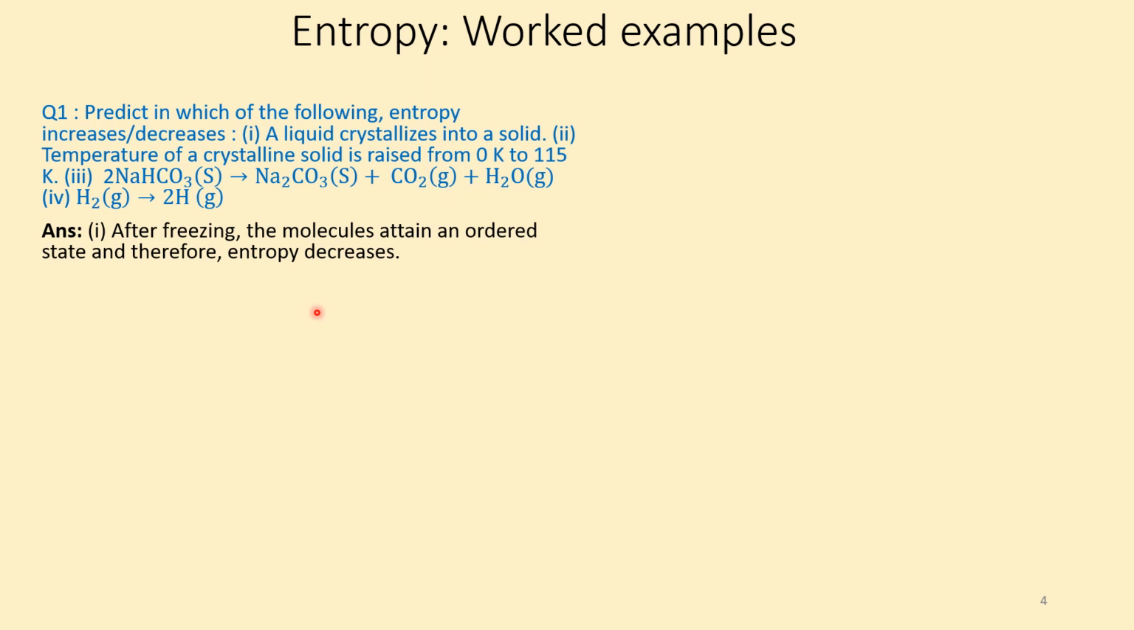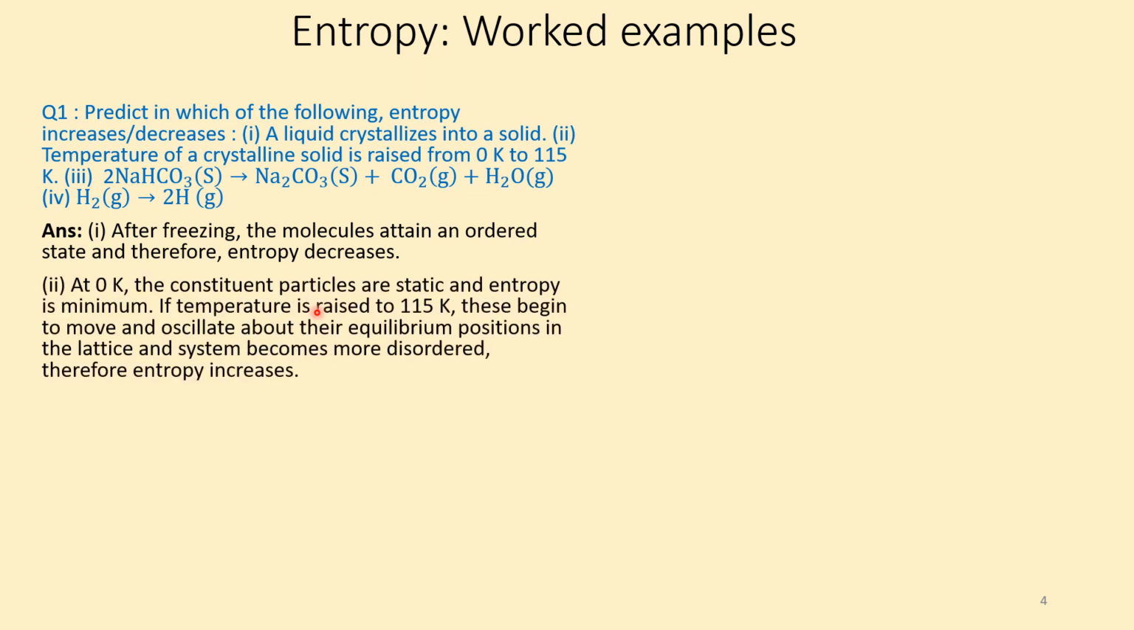Part 1. Answer. After freezing, the molecules attain an ordered state and therefore entropy decreases. Part 2. At 0 Kelvin, the constituent particles are static and entropy is minimum. If the temperature is raised to 115 Kelvin, these begin to move and oscillate about their equilibrium positions in the lattice and the system becomes more disordered. Therefore, the entropy increases when the temperature of a crystalline solid is raised from 0 Kelvin to 115 Kelvin.